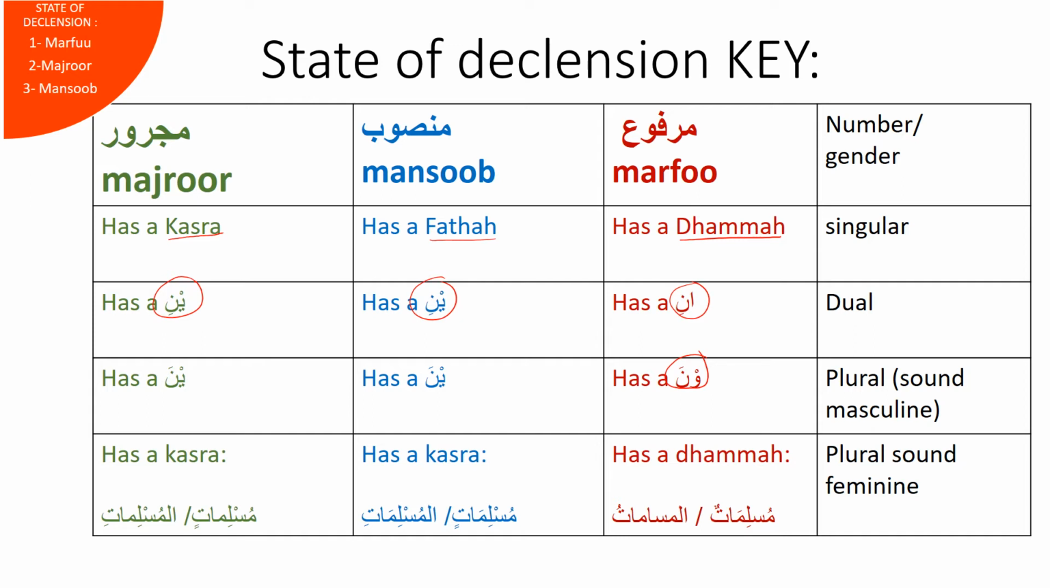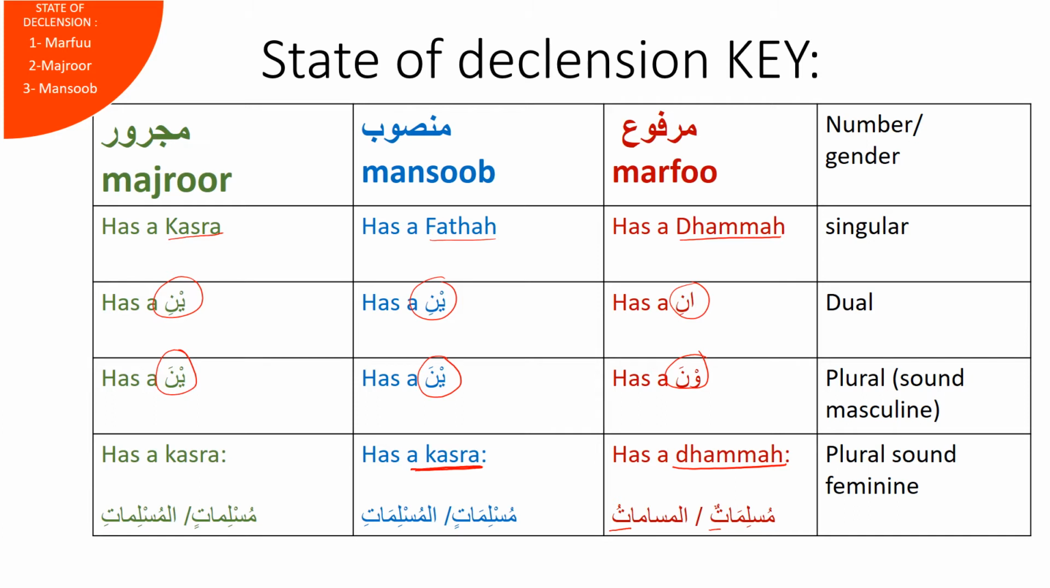The mansub plural will have ina, like kafirina, mushrikina, mukhlisina, muhtadina, and also the majroor will have ina. And for the plural sound feminine, it has a dhamma for the marfu, like muslimatun or al-muslimatu. The mansub has a kasra.